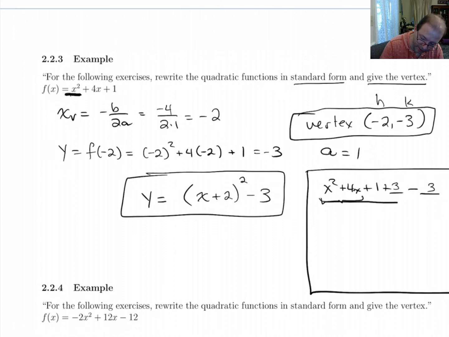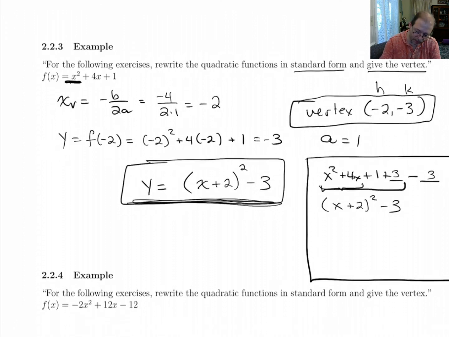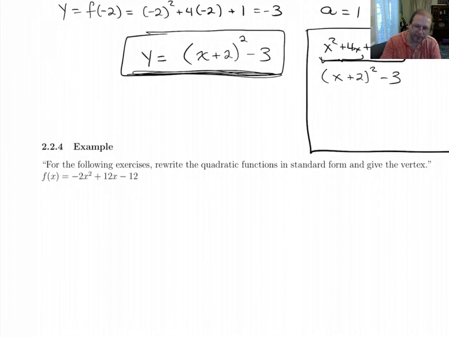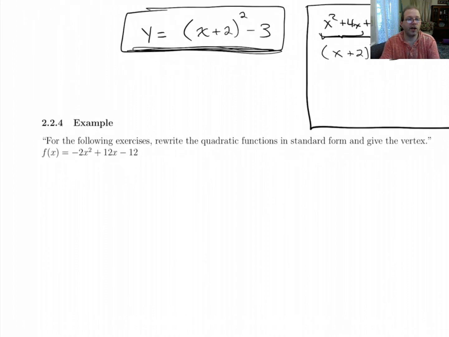And then this whole thing can factor into x plus 2 squared minus 3. So that's another way you can do this, but honestly, that's way more trouble than doing it this way. So let's do one last problem. Again, you might want to try this one on your own and then unpause the video and check your answer against mine. So let's do it.